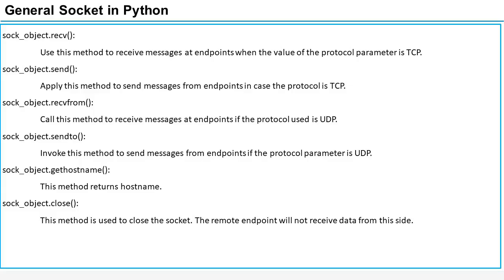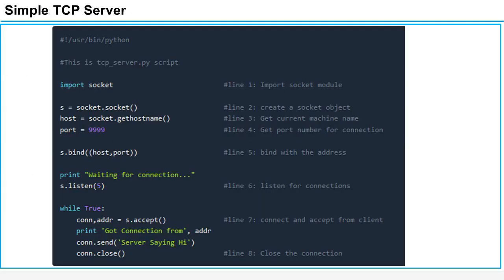Gethostname. This method returns the host name. Close. This method is used to close the socket. The remote endpoint will not receive data from this side. You have an example of a simple TCP server client program in Python. UDP client.